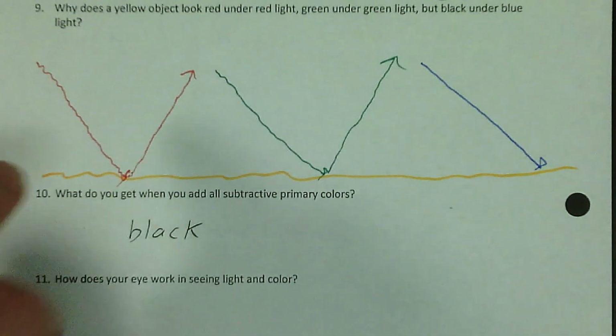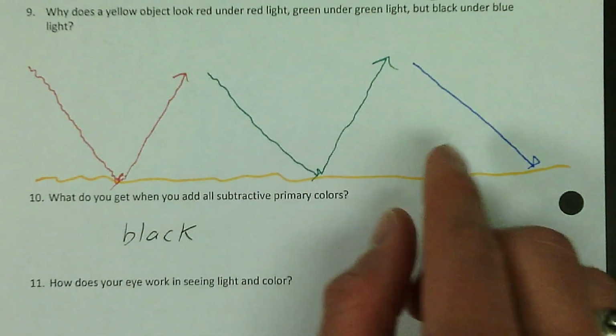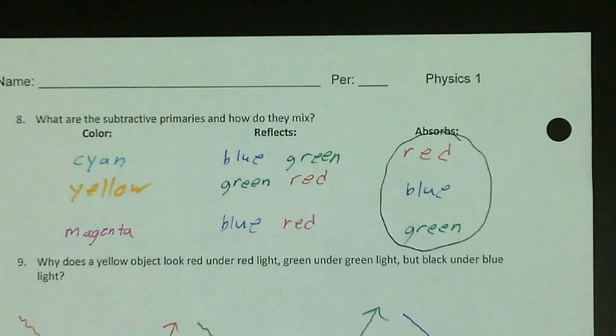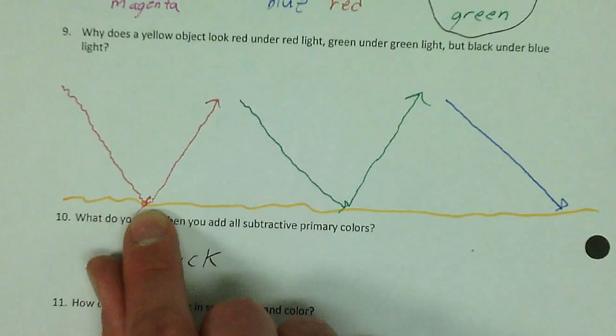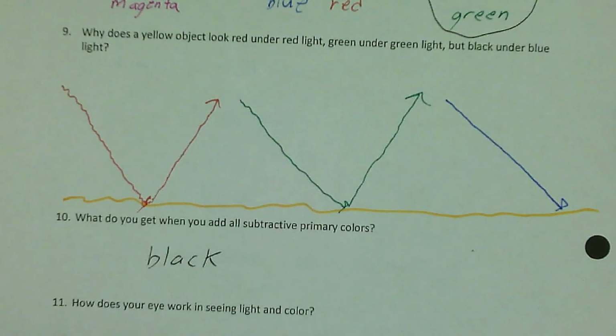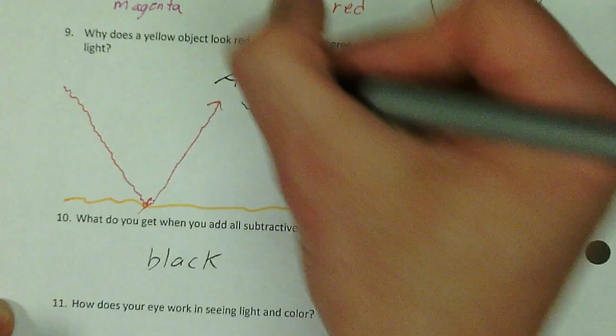All right. You're welcome. So, why does yellow look red in red light, green in green light, but black in blue light? So, red light hits yellow. Yellow is a combination of red and green. So it reflects off of yellow, and what you see is just red.